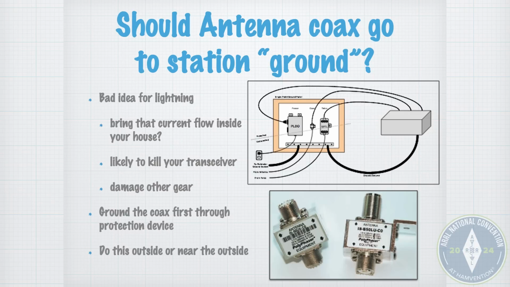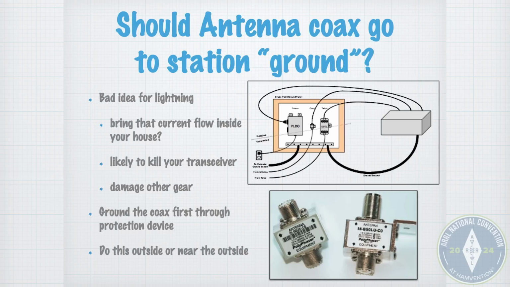Now, this is where we get back to the coax and the station ground. Because what I've seen is that some people will have the coax from their antenna come into the shack and get screwed into the back of the radio, and then that little ground wing nut on the back of the radio gets connected to the ground rod. Anybody know why that's a bad idea? You're inviting the lightning into your home. Not good. It's not a friendly neighbor. So you really don't want to do that.